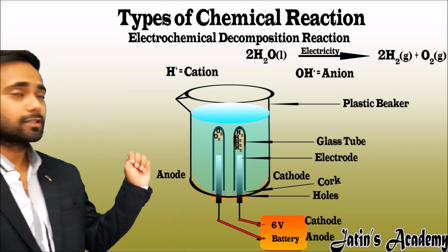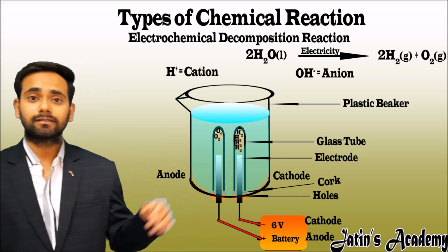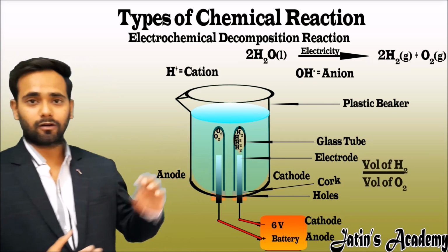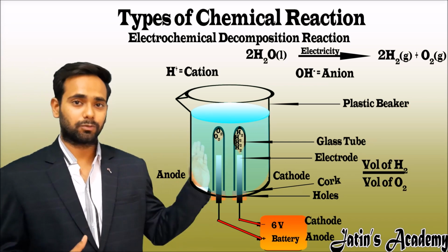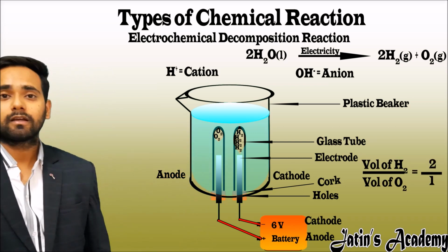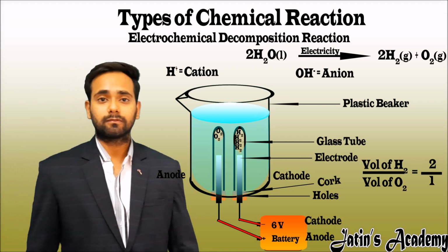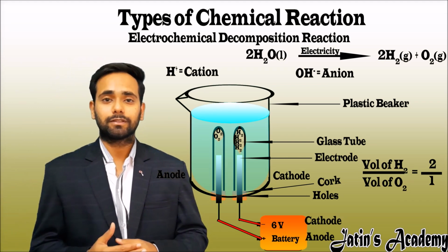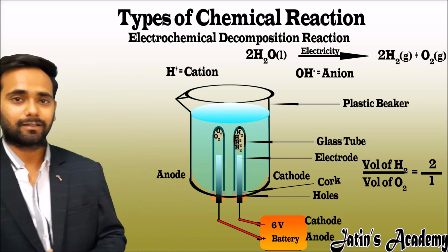Now if a question is asked in the exam, what is the ratio of the volume of hydrogen gas produced to oxygen gas, the answer is 2:1. With this, our decomposition reactions are completed. Now we proceed to the next type of chemical reaction.